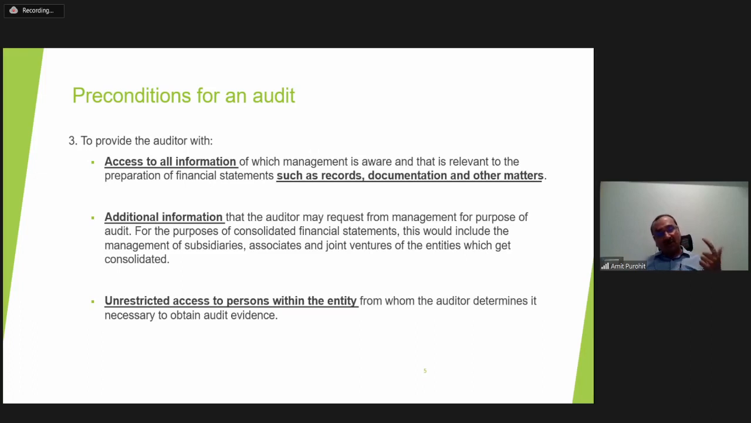Then the auditor would also require unrestricted access to the persons within the entity from whom the auditor determines it is necessary to obtain audit evidence. So in order to discharge his audit function, the auditor needs unrestricted access to all the persons within the entity from whom the auditor feels he would like to seek information or audit evidence.